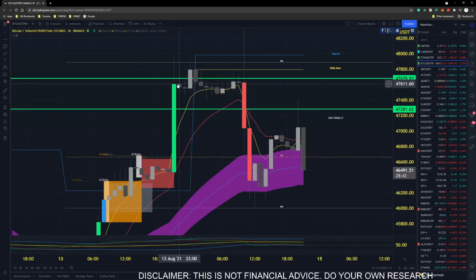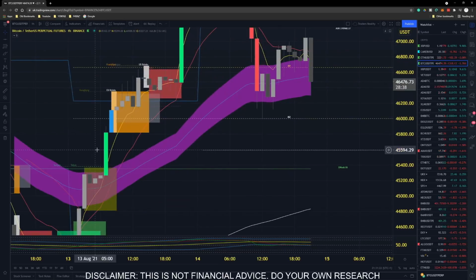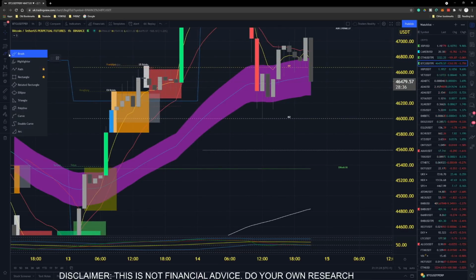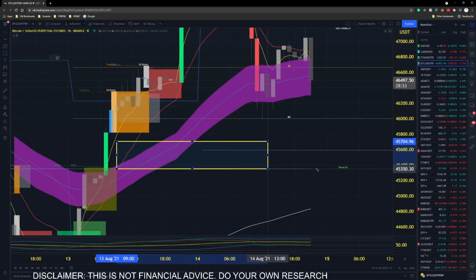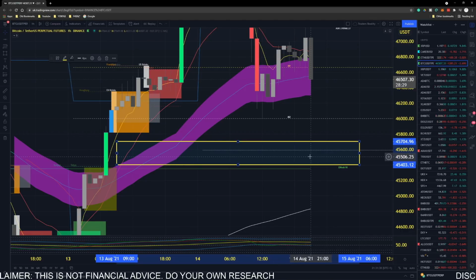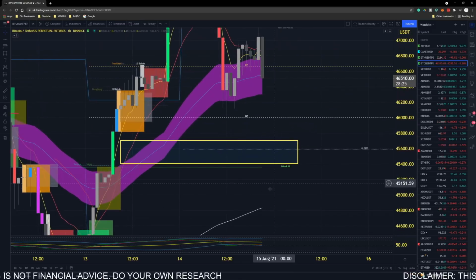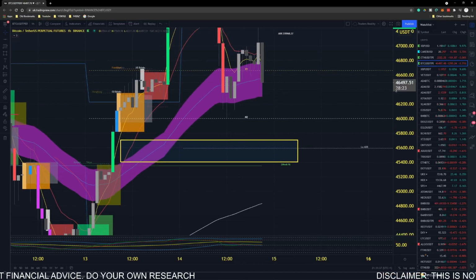They've already recovered the longs liquidation points from this candle right here. We've also got this candle right here as well. Look at this. We've got this zone right here. Could the market makers bring price back down again? Could they bring it back down to the 200 EMA before they then decide to make another move back up? Look at where they're marking up price.